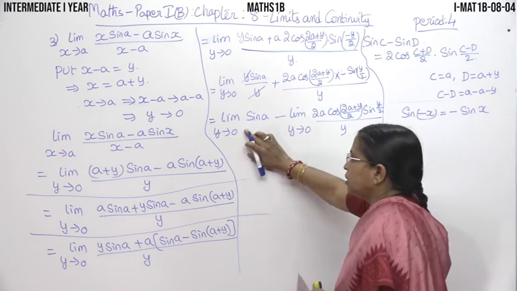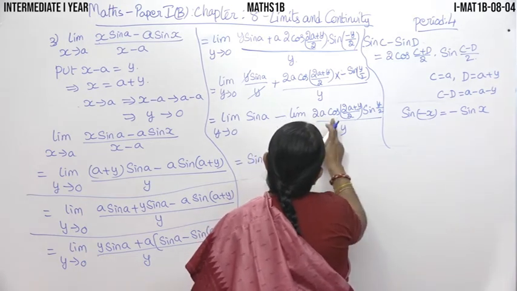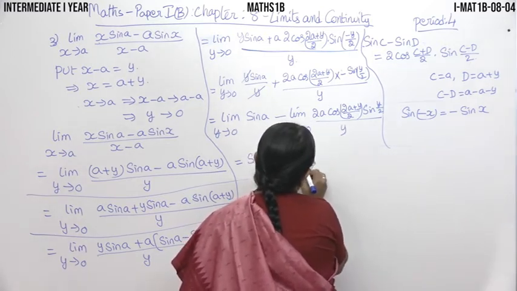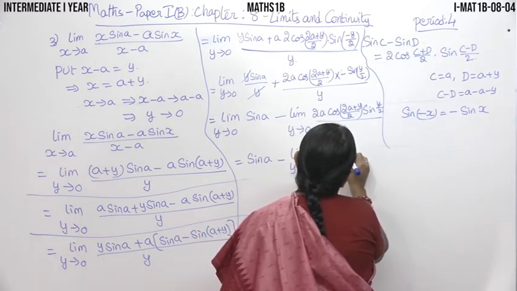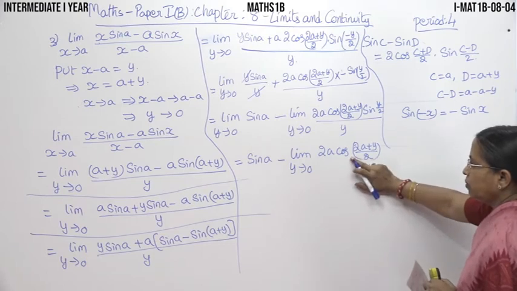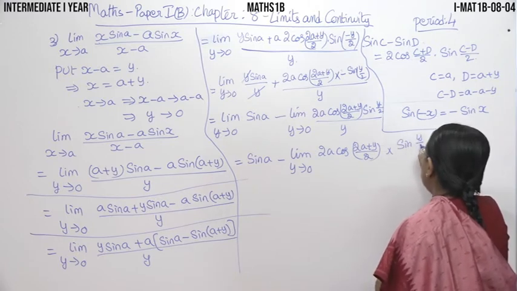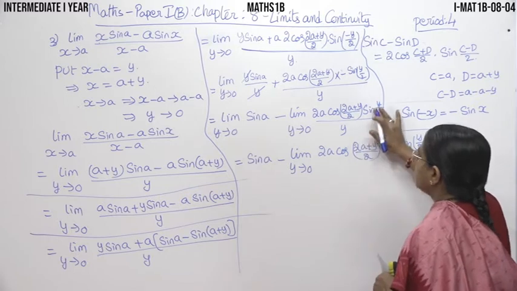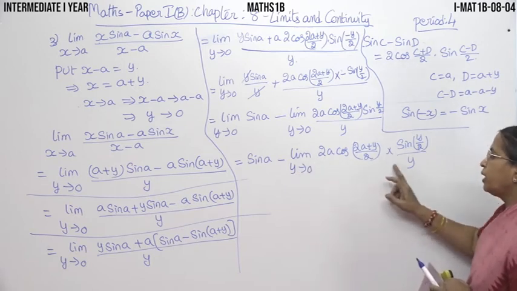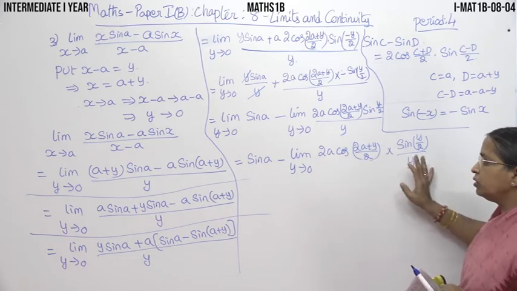Now here it is a constant. There is no y to substitute, so this limit value is just sine a. Sine a minus 2a, limit y tending to 0 of cos((2a plus y) by 2). For this, when I substitute 0, it is not becoming 0. So we'll write the limit for this separately and then we'll write sine(y by 2) by y like this, so that we can again split this limit, because we know that limit of f of x into g of x is limit of f of x into limit of g of x.